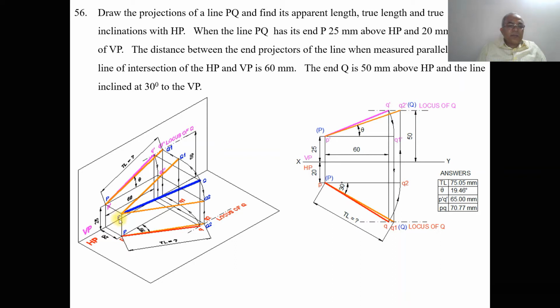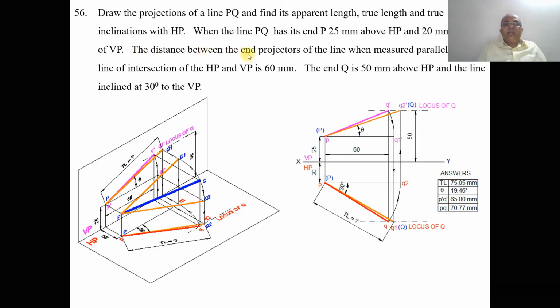So this is capital P. When it is projected on the vertical plane, at a distance of 25 mm above HP, this point is called P dash. And 20 mm in front of VP: when you look from the top view, we can see the distance in front of VP, that is this distance. When it is projected onto the horizontal plane, it gives small p, which is 20 mm in front of VP. So you get this point, capital P.